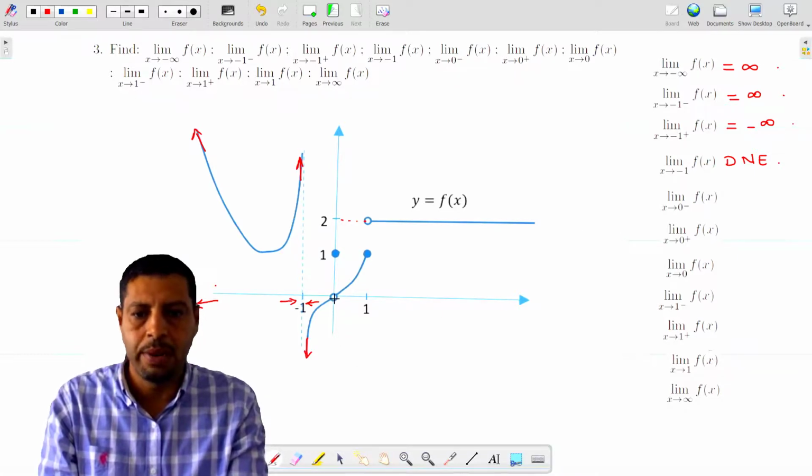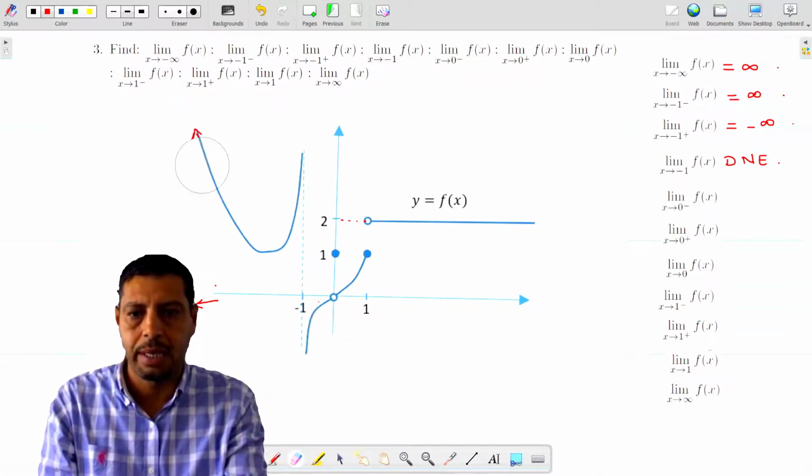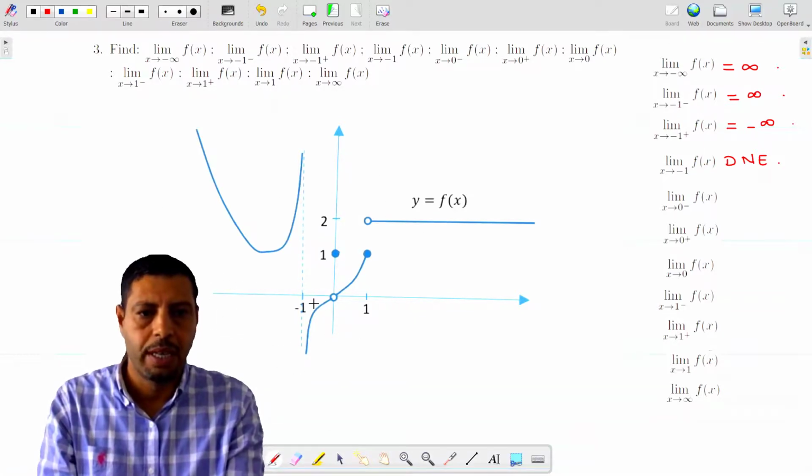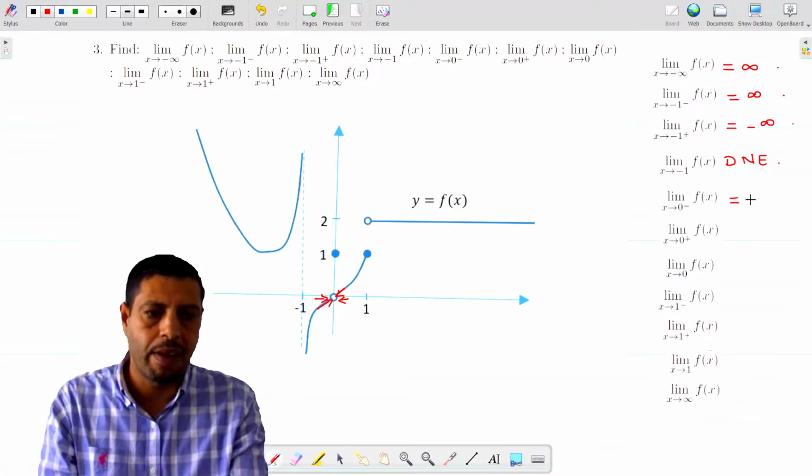Now let's move to 0. I'll just erase this. Here, when you approach 0 from the left or from the right, the graph goes to the common point which has a y-coordinate 0. So the limit to the left of 0 is 0, the limit to the right of 0 is 0, and the limit at 0 is 0, since the two one-sided limits are equal. So the limit at 0 exists and it's equal to 0.